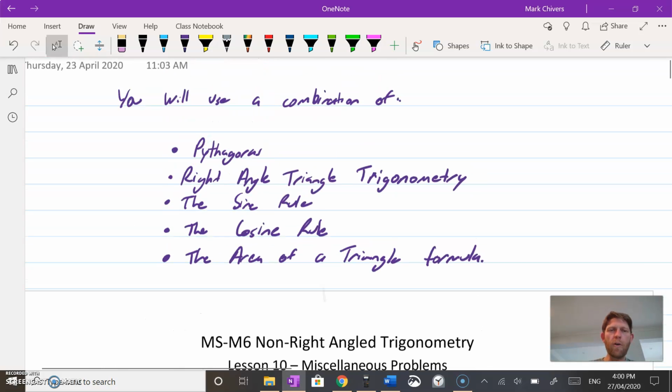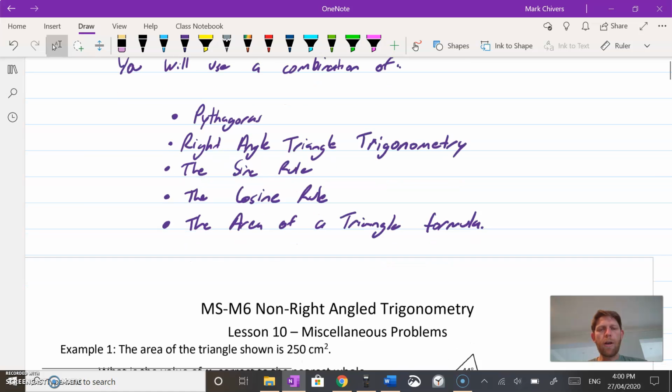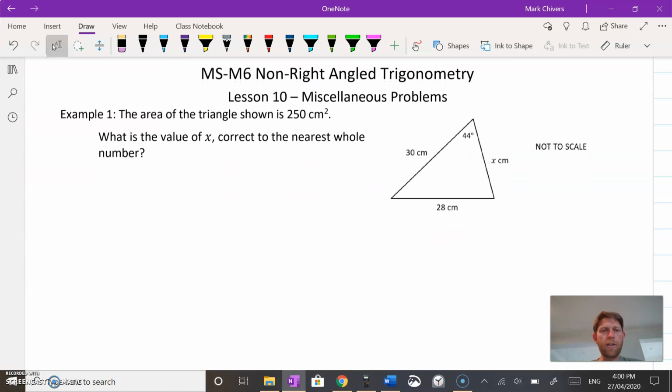So in order to solve these sorts of problems, you're going to need some sort of combination of Pythagoras, right-angled triangle trigonometry, the sine rule, the cosine rule, or area of a triangle formula. And you're probably going to need to have a little understanding of bearings or angles of elevation and depression in order to understand the question. So with that in mind, let's look at this first example.